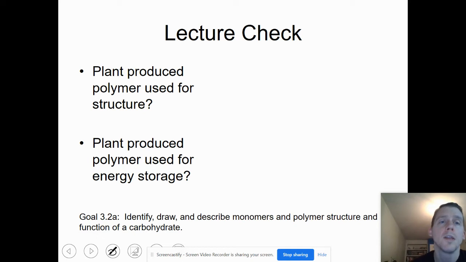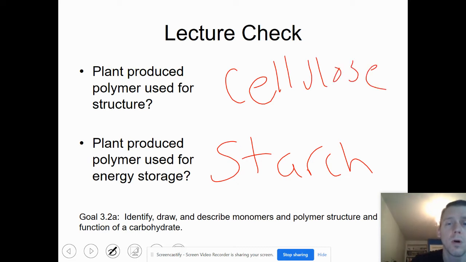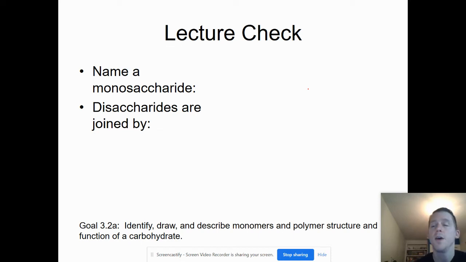All right, so the plant produces two things. One of them is cellulose and the other one is starch. Remember, starch is for energy and cellulose is for structure. All right, so there's the answer to that. We have another question. Name a monosaccharide, and then what joins disaccharides?